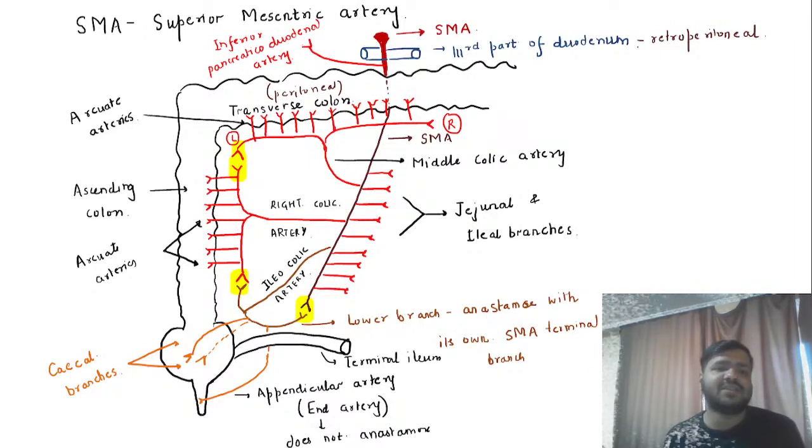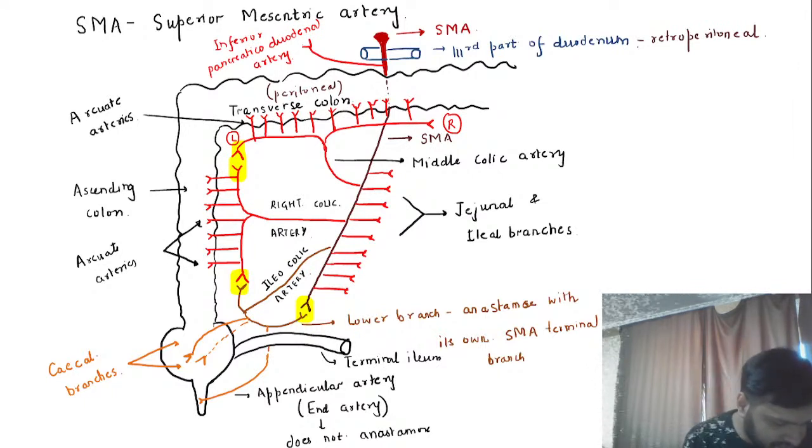So I hope this picture is very much clear to everyone. The appendicular artery and the cecal branches are directly coming from the ileocolic artery, right? Ileocolic artery की lower branch खुद ही anastomose कर रही है superior mesenteric artery से. Right colic ऊपर और नीचे, upper branch lower branch में, middle colic artery right branch और left branch में खुद ही divide कर रहा है, ठीक है। So that is something that you guys have to stay focused on, okay.